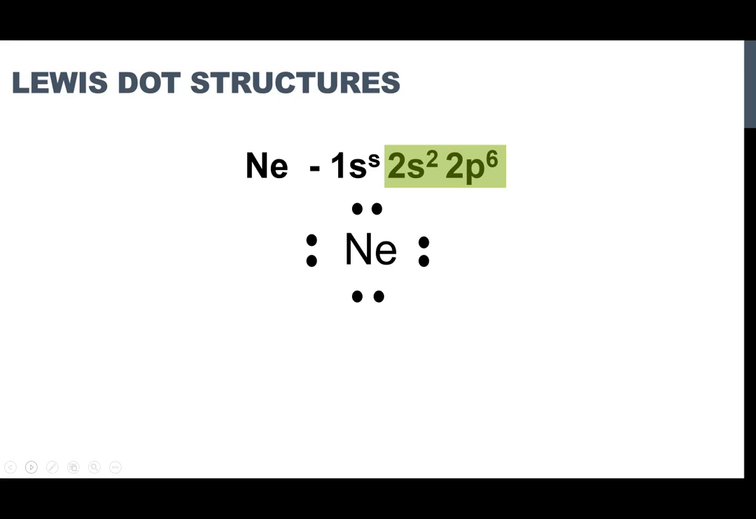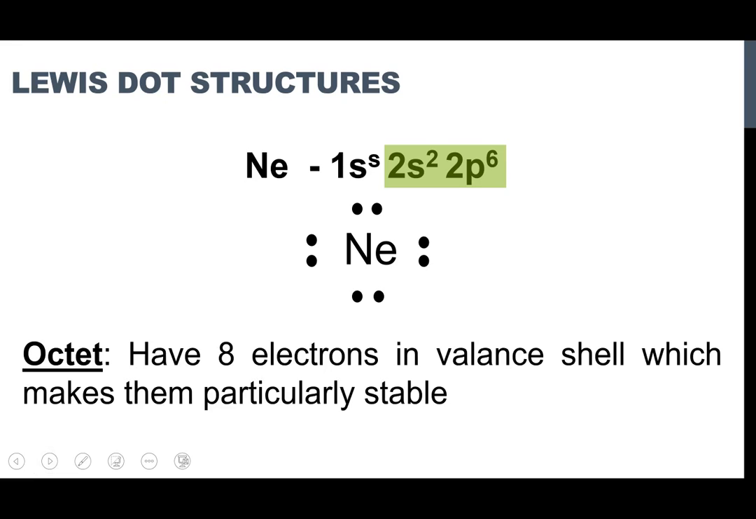A couple rules that we need to talk about before we dive into a Lewis structure of a compound, so putting atoms together. Notice that this is the Lewis structure for neon. Neon is one of our noble gases, right? And our noble gases, we know, are particularly stable, right? So we've seen this before. We're going to continue to see it again.